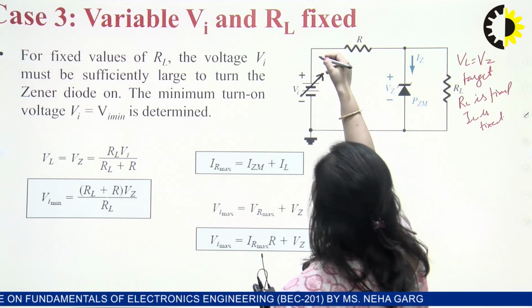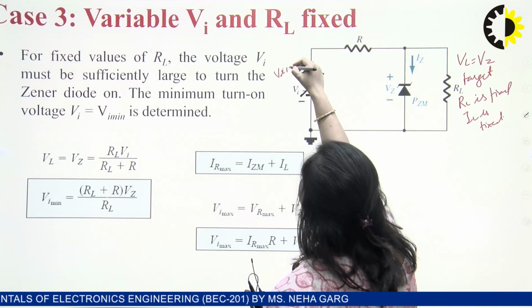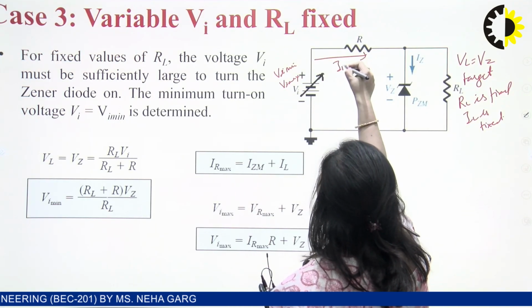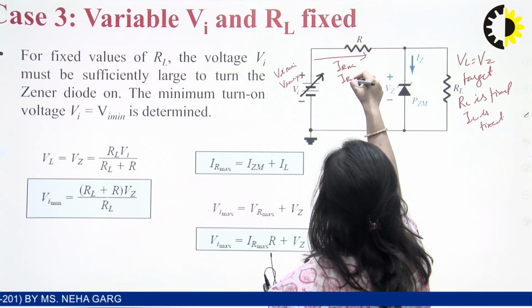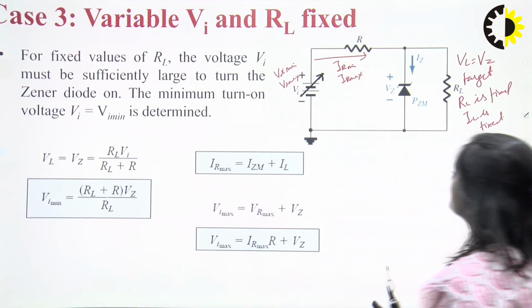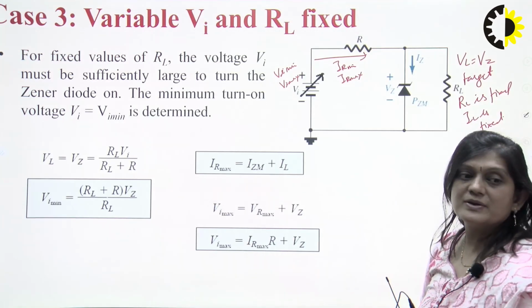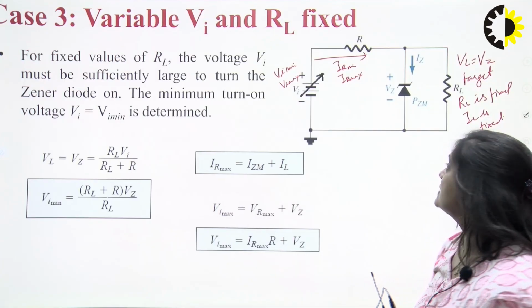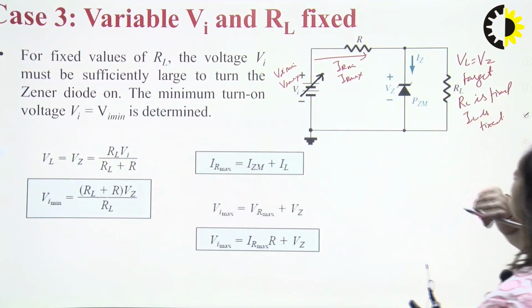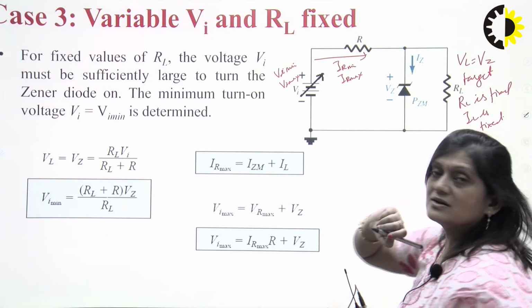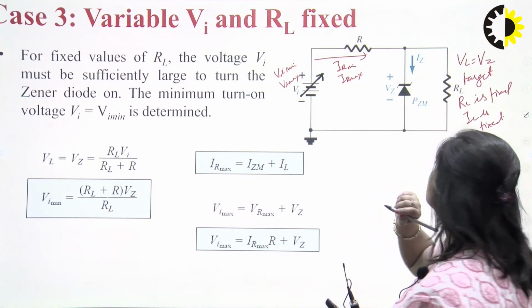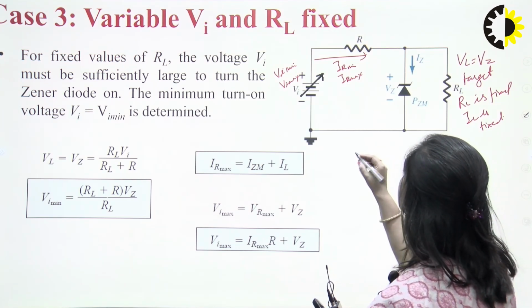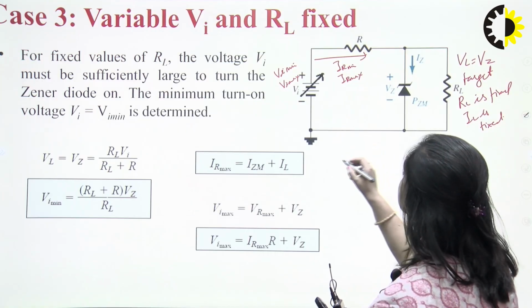And here Vi is variable, Vi minimum, Vi max, and this is IR minimum, IR max, because here Vi is variable. So the current coming from the Vi will be minimum or maximum depending upon the voltage that we have taken. So here our target is that VL must be equal to Vz, and here RL is fixed, so IL will also be fixed. So we can find the value in this way.